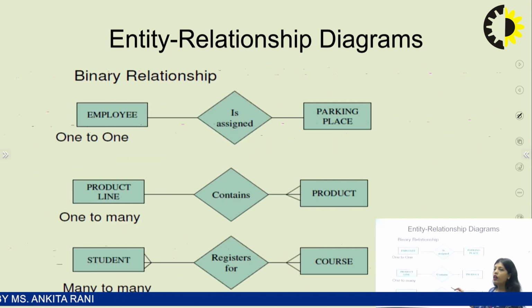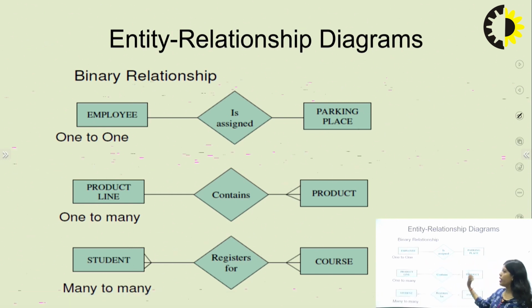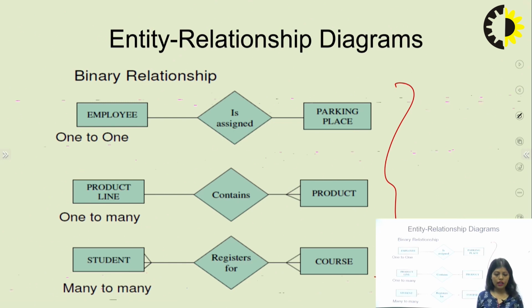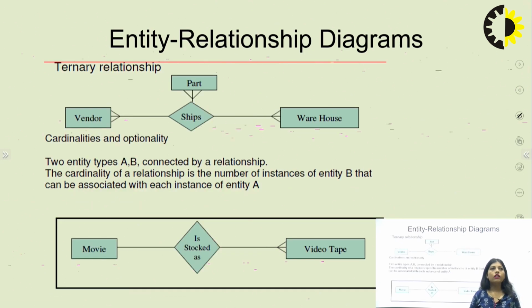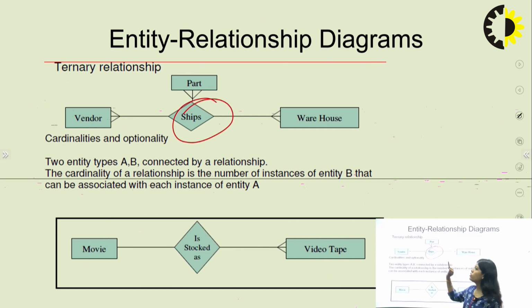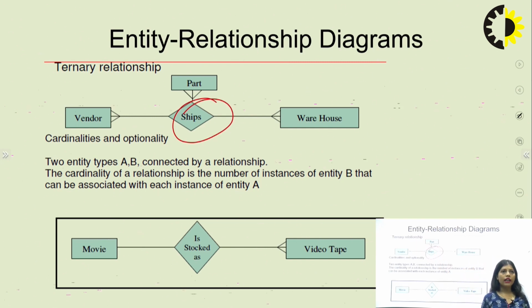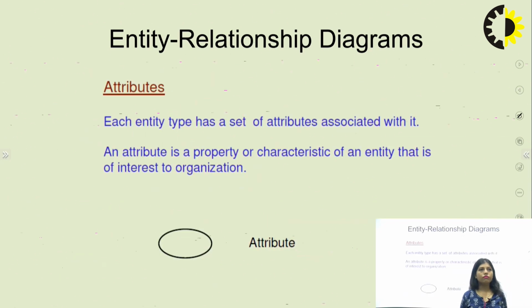And in this we have, like, one employee is assigned to one parking place, one product line contains many products, and many students register for many courses. So these are the binary relationships: one to one, one to many, and many to many. Next is the ternary relationship. In a ternary relationship, we have, like, a ship. This shows the relationship between the vendor, part, and warehouse. So this is the example of a ternary relationship.